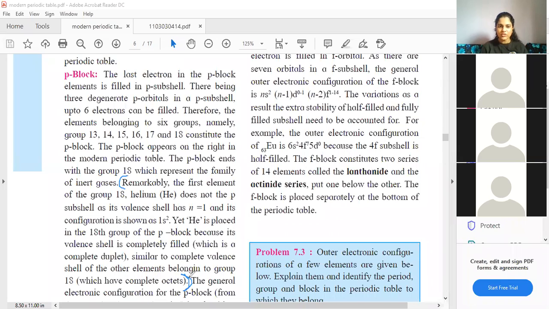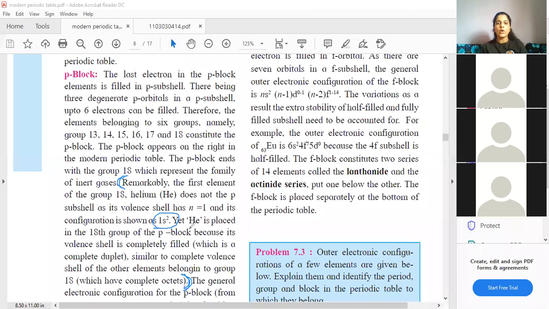In fact, students, this point I already discussed while explaining. Here they have written about helium. See, the first element of group 18 is helium, which does not have the p subshell. Helium's configuration is just 1s2. So normally we should think that if it is 1s2, then we should place it in the S block, right? But that is not the case because helium is an inert gas. So you can think of it as an exception. All the other inert gases follow the normal pattern, where the valence electrons go in the p subshell, but helium does not follow that pattern.